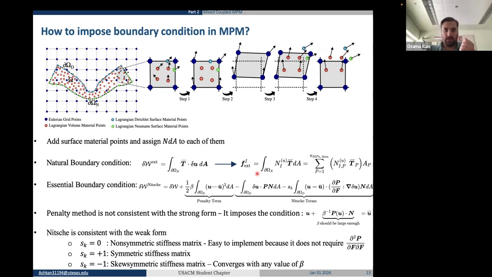I see. So is there any option to improve this? Is it just to add more points in the material? Yeah, you should use more points. The more points, the more you reduce the integration error.